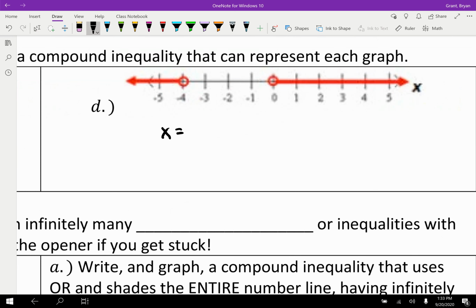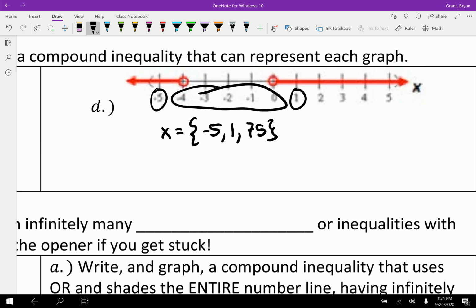Well, it looks like anything that's shaded is a valid solution. I can't use -4 or 0. Those are open circles. But I could use -5. That's on the shaded part. And then I could use 1, and that one's okay. And then there's an arrow. It goes forever, so why don't I use something a little more creative like, I don't know, 75. I think all of those will work. As long as you don't pick a value between -4 and 0, I think you should be good to go.